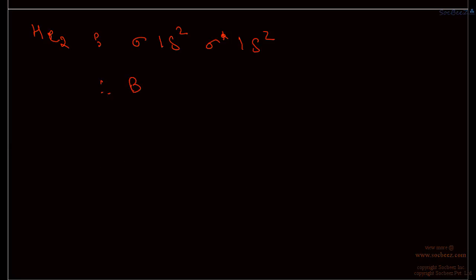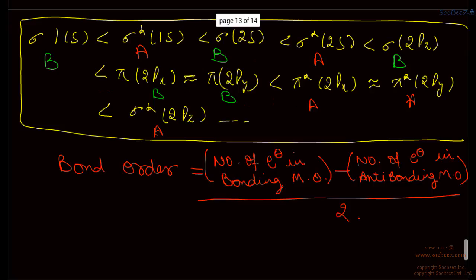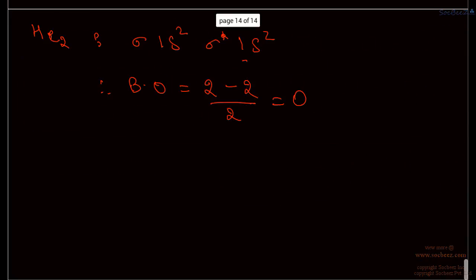So therefore, bond order is the total number of electrons in bonding molecular orbitals, that is 2, minus the total number of electrons in anti-bonding, that is 2, upon 2. So this comes out to be 0. Since bond order is 0, the molecule He2 does not exist. Bond order is always a positive quantity. It is never 0 or smaller than 0.